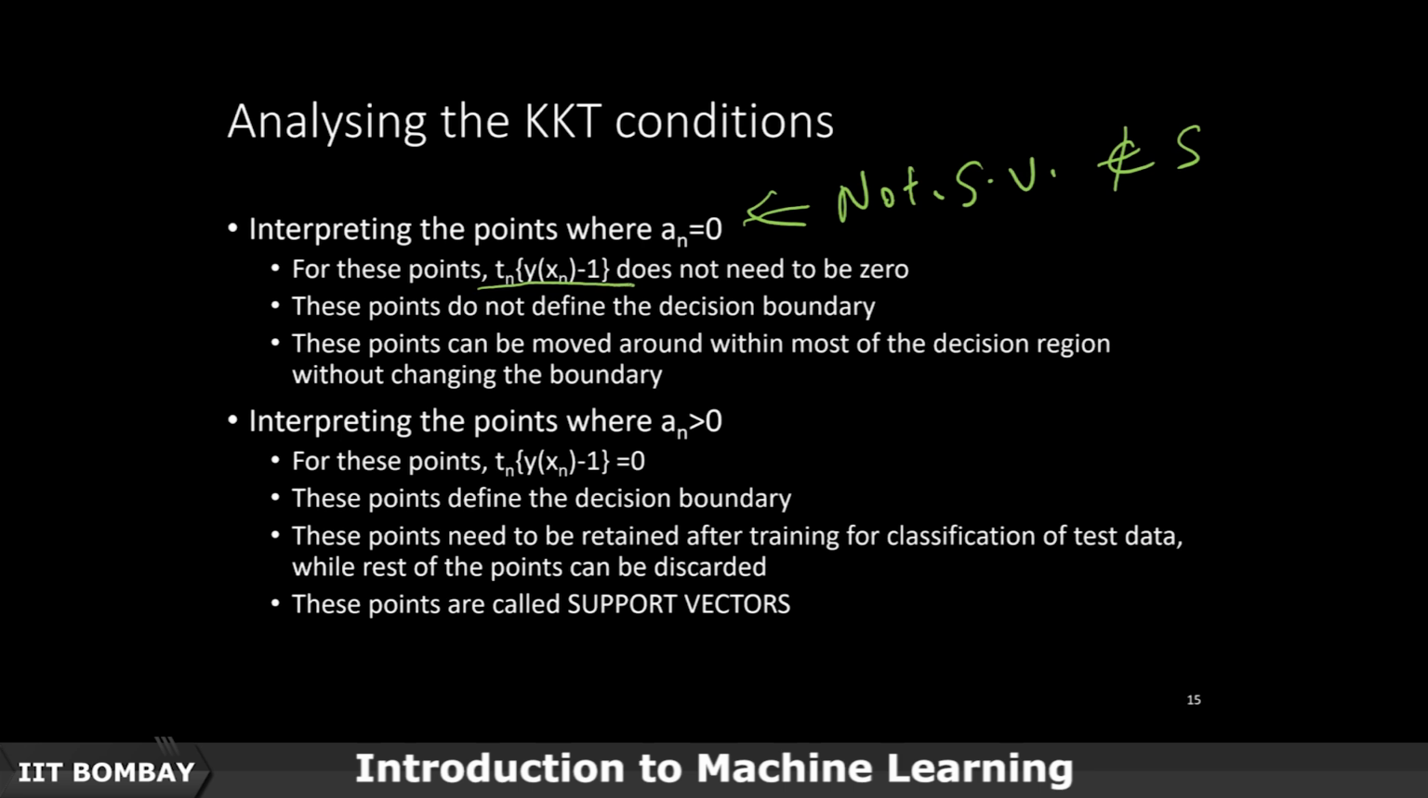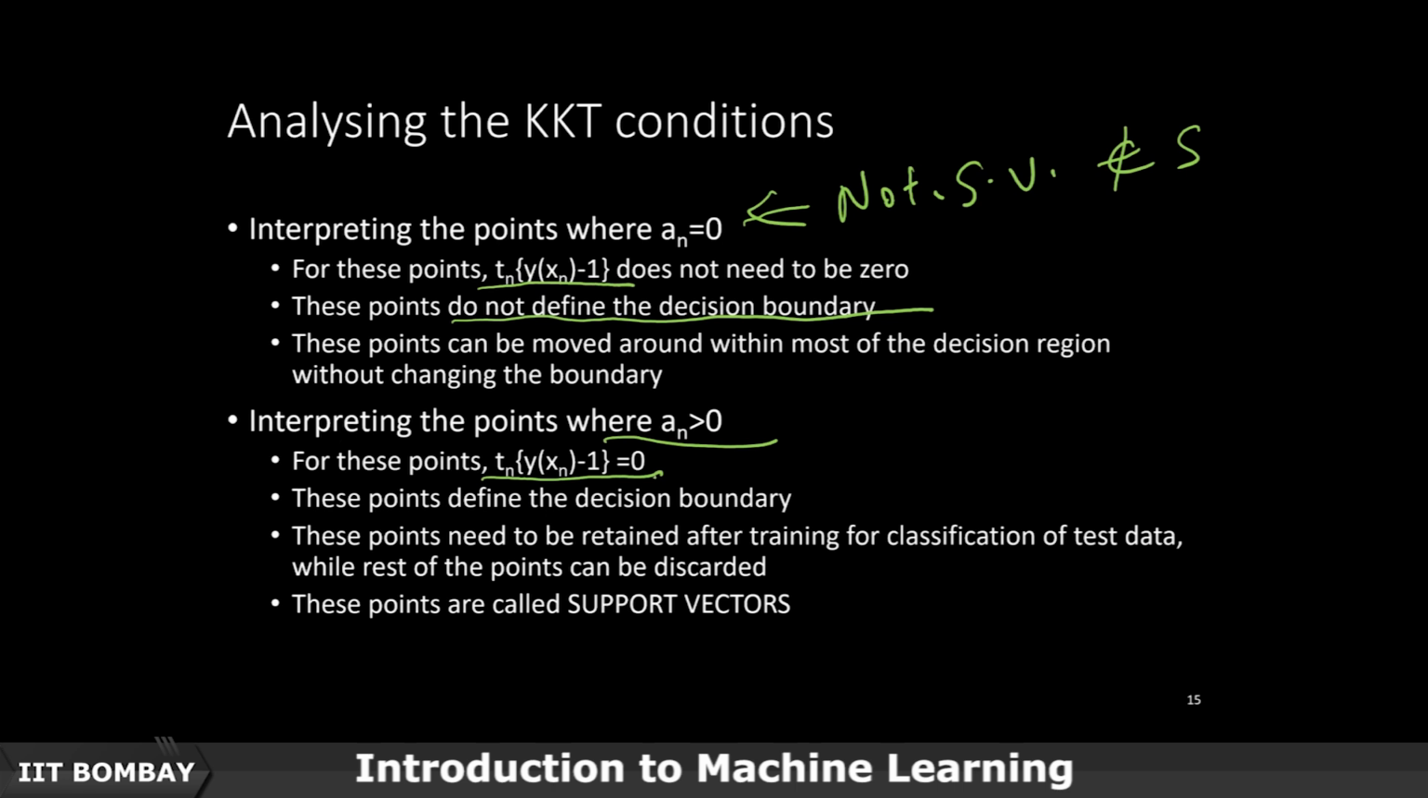These points do not define the decision boundary, because for them a_i is 0. These points can be moved around, so long as they do not cross the margin, they can be moved anywhere, and the boundary of the support vector machine will not change. On the other hand, if a_i is greater than 0, then necessarily the other KKT condition will be satisfied, which is that they are on the margin, and we will get this expression equal to 0.